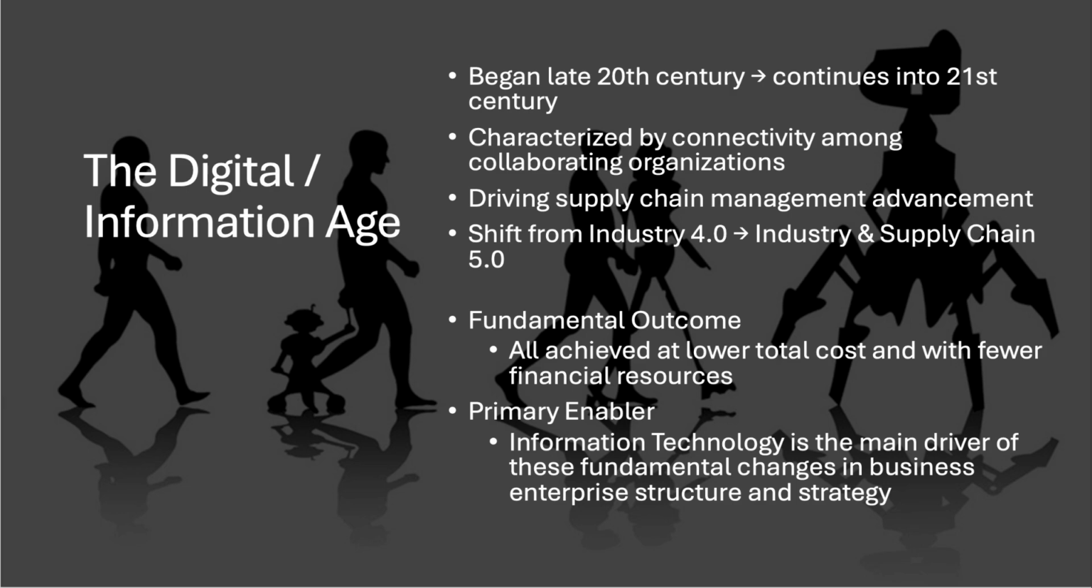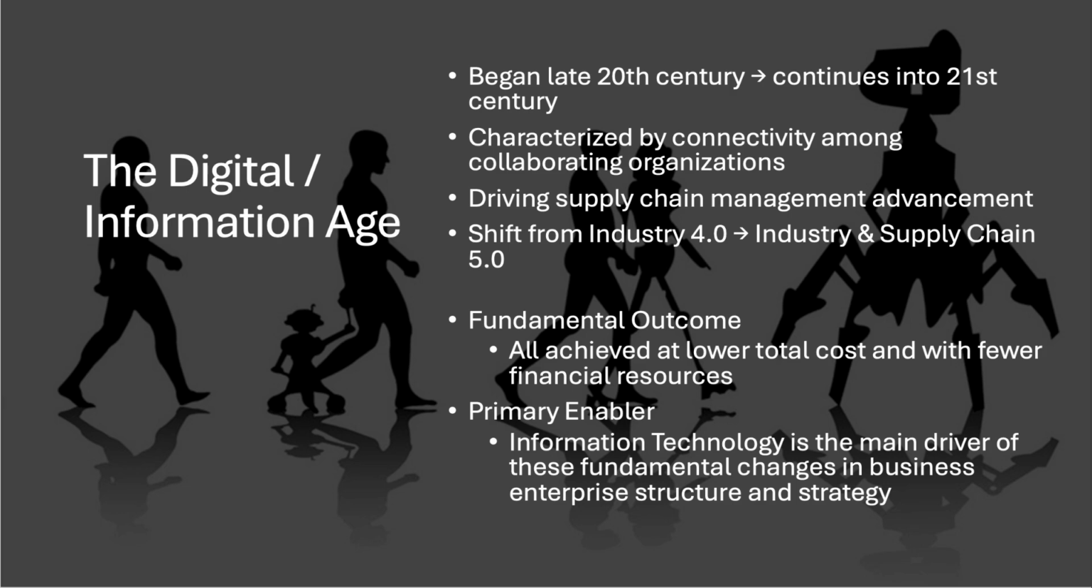The fundamental outcome is that companies can often achieve greater coordination, faster service, and better decision-making at a lower total cost and with fewer financial resources. The primary enabler of these changes is information technology. Information technology changes business structure and strategy because it changes what firms can know, how quickly they can act, and how closely they can coordinate with others.